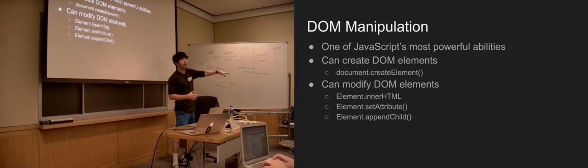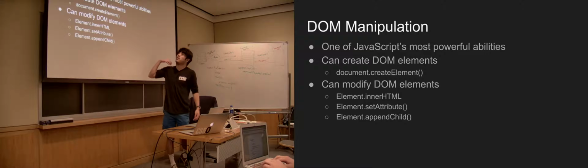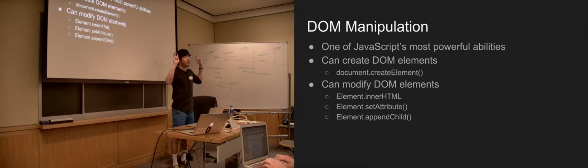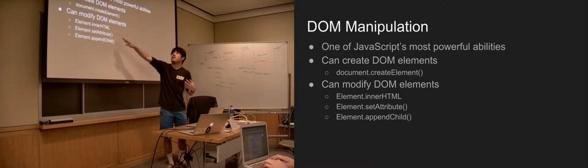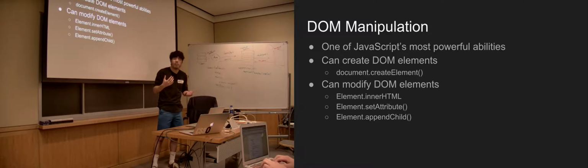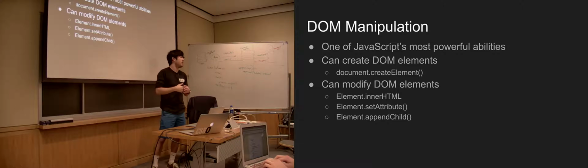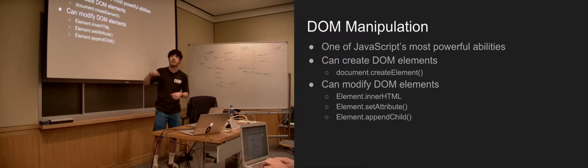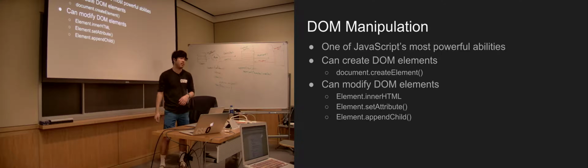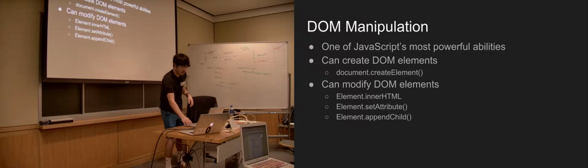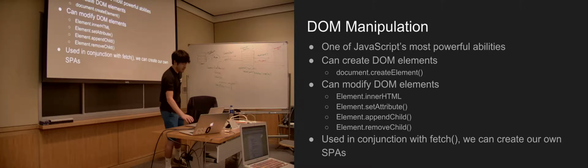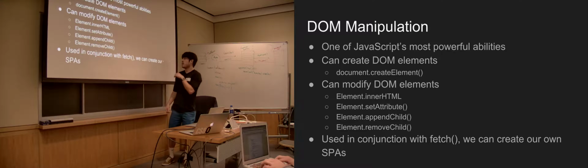Like we did in our demo a few days ago, we could do document.createElement and pass it the string div, and that will create a div for us. We could then set its inner HTML, then append it to the body, and we will have dynamically created some HTML on the page. SPAs use this a lot for every single element you'll ever see. Used in conjunction, removeChild will remove one. This used in conjunction with fetch, we can actually create our own SPAs using vanilla JavaScript.